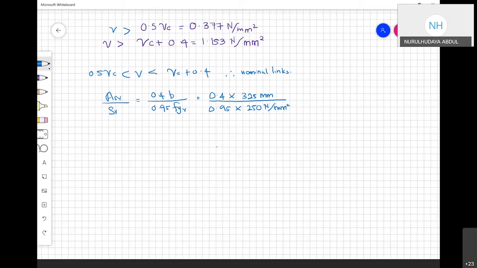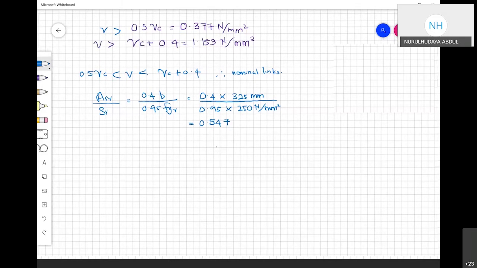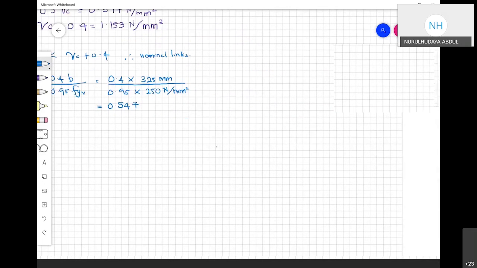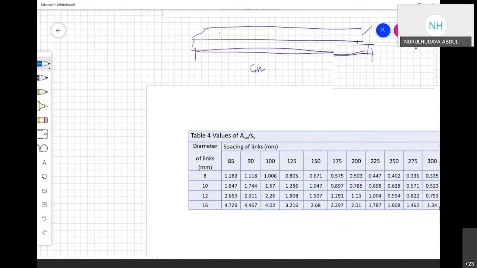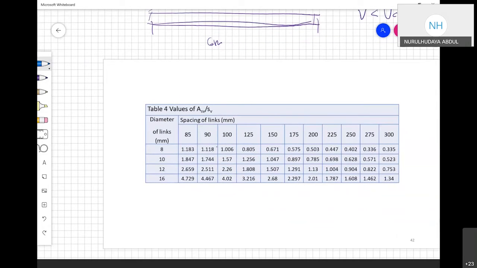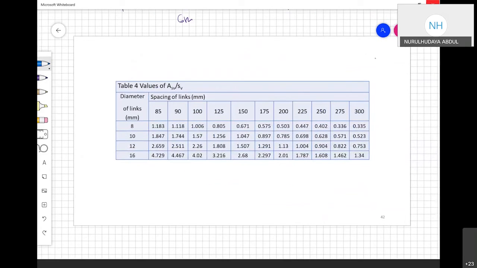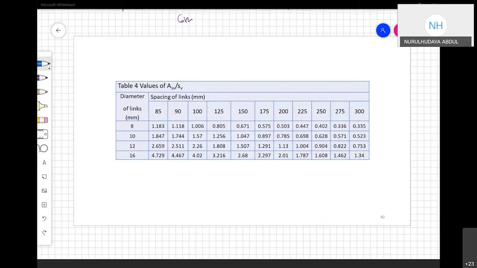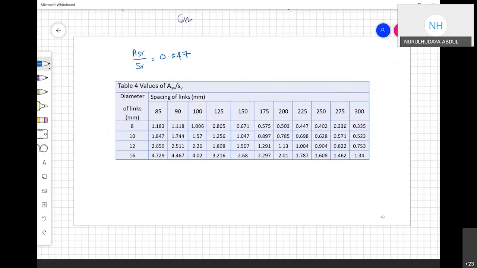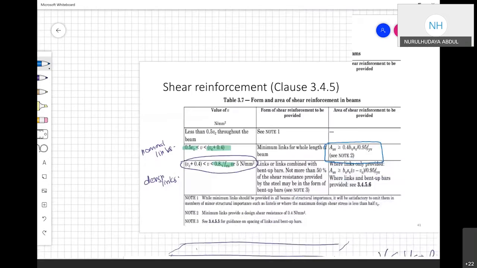Oh yes, someone has answered. Sherlyn answered, Shonata. 0.547. Correct, 0.547. Okay. So when you get 0.547, what we need to do next is, once we get ASV divided by SV, we need to find a suitable spacing for our link. So we know that our link diameter we have to use is 10 mm. Why 10 mm? The question has already said it.